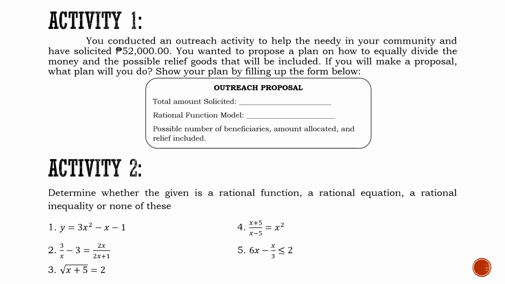For activity 2, we simply use the concept of rational function, rational equation, and rational inequality, or none of these. We're asked to determine if the given is a rational function, rational equation, rational inequality, or none of these, because there are some givens that do not fall under your rational function, rational equation, or even your rational inequality. So your final answer can be none of these.